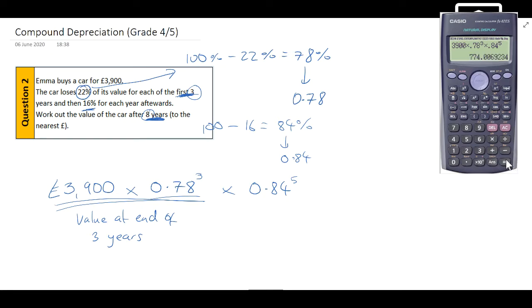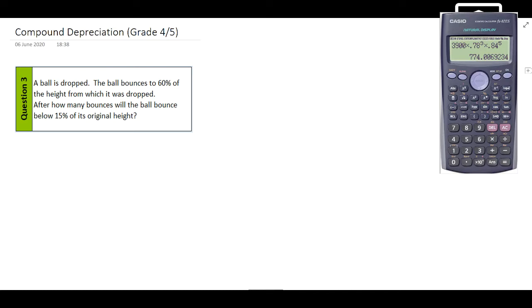Press equals. That tells me that at the end of the 8th year, that car is worth £774 and 1 penny, if I do it to 2 decimal places. But this is asking to the nearest pound, so that's going to be £774, and that's it. Okay, last 2 examples.